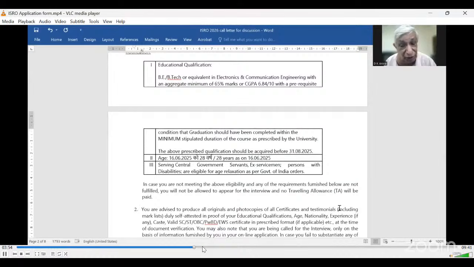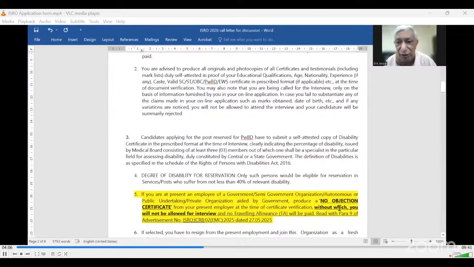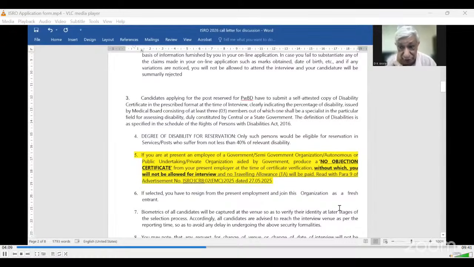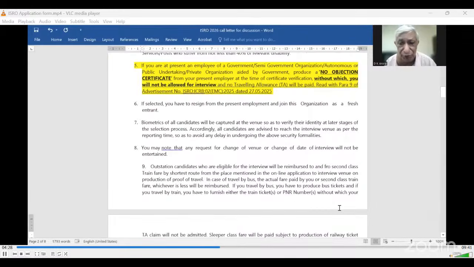The age limit as on the 16th of June 2025 is 28 years. You will notice that they have asked you to fill up the age as on 16th of June 2025, because that is what was mentioned in the call. Now, I have highlighted some part which is with regard to your working in a PSU or a government department or a semi-government organization, that you have to carry a no objection certificate. Otherwise, you are not permitted to appear for the interview and no travel allowance will be paid. It's clearly mentioned in the advertisement also, right?